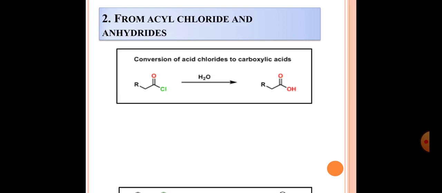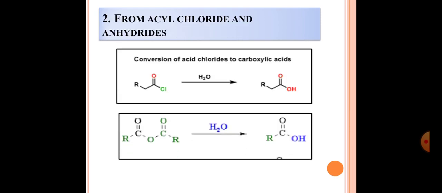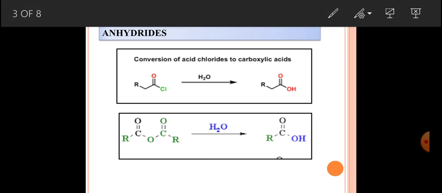Next, the second method: from acyl chloride and anhydrides. We are going to discuss the conversion of acyl chloride and anhydride to the carboxylic acid. For acid chloride, first we have to see what that is.